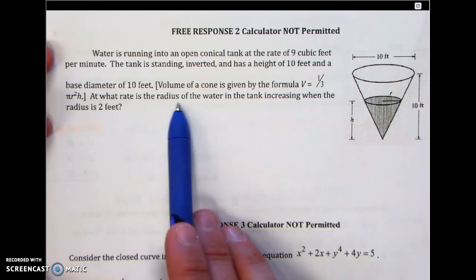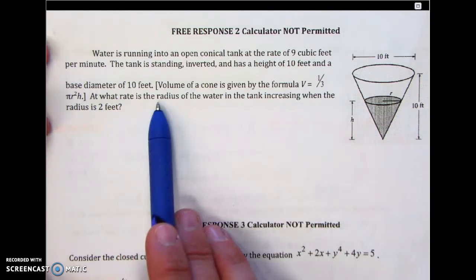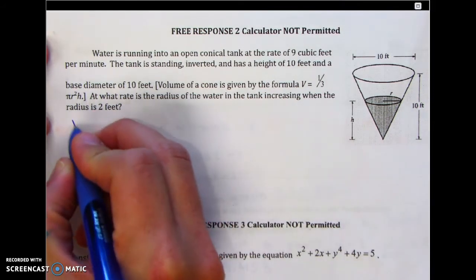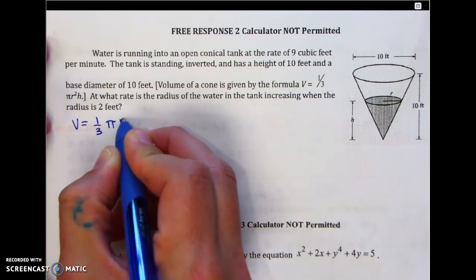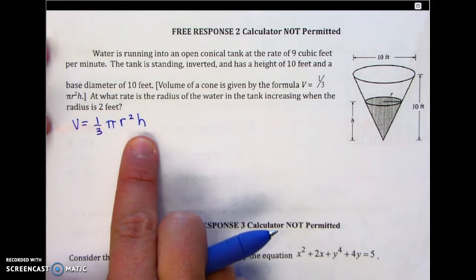At what rate is the radius of the water in the tank increasing when the radius is 2 feet? Do you see how they used radius twice? That means we're going to want to rewrite our volume formula in terms of radius only. So we want to get rid of this height, okay?